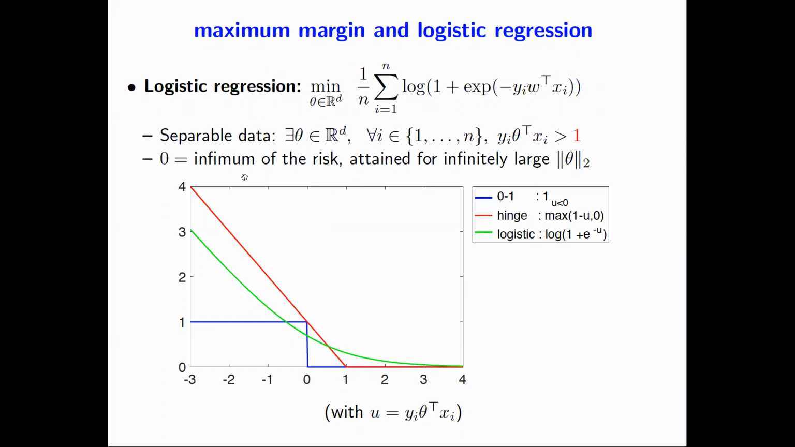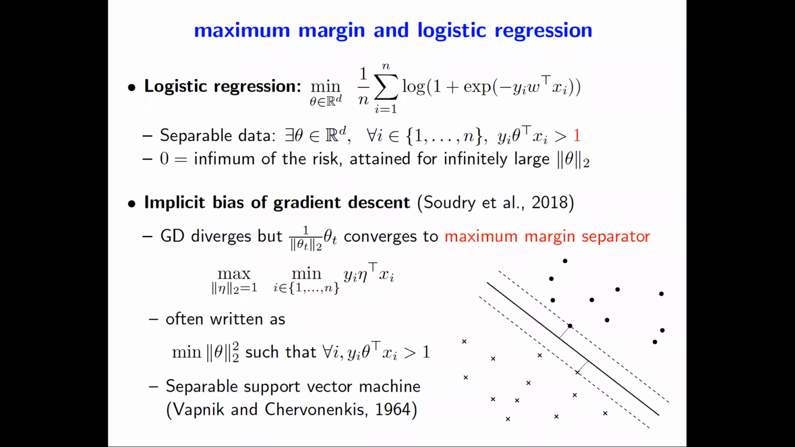The key insight from Soudry and colleagues is the fact that although gradient descent will diverge, because the infimum is attained at the infinitely large theta, gradient descent will try to get there. So it does diverge, but you can show that if you normalize it by its L2 norm, then it does converge to the maximum margin separator. How do you define this maximum margin separator? You take all unit norm vectors.